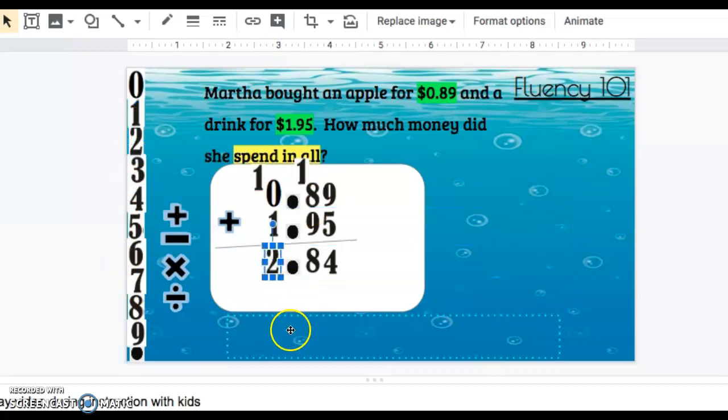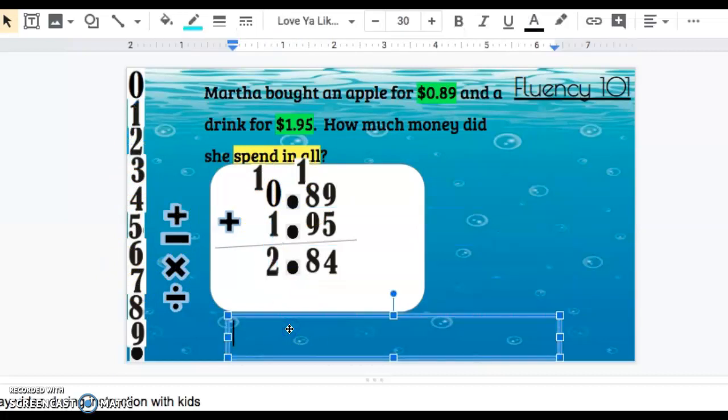So we have 284. So in my box, I'm going to put it in a sentence because it is a word problem. So we're going to say Martha spent, don't forget your $, $2.84 in all.